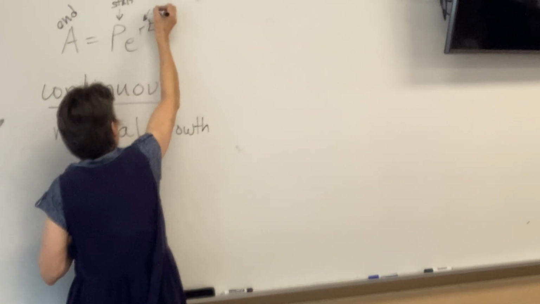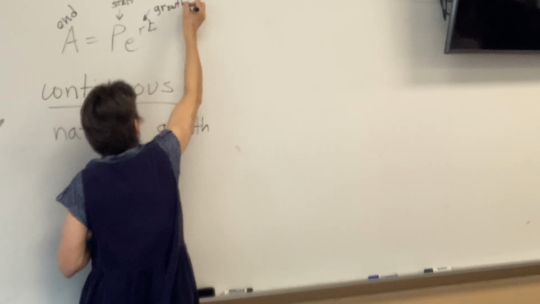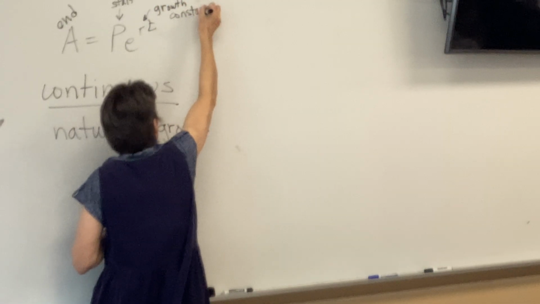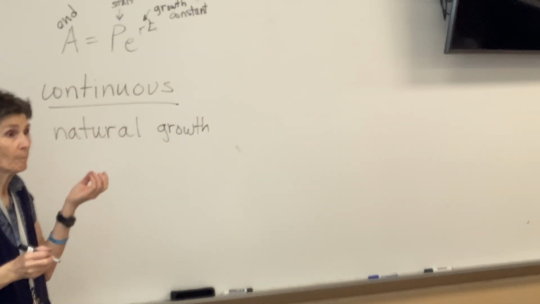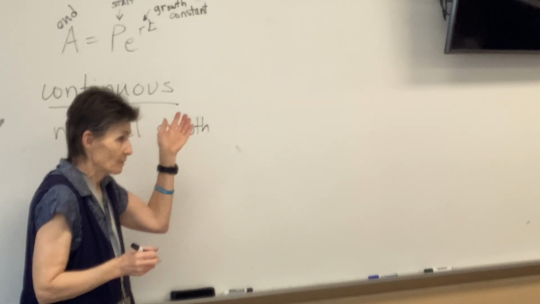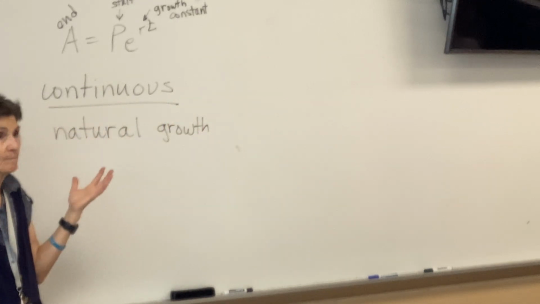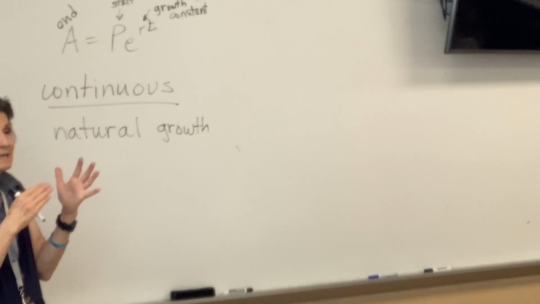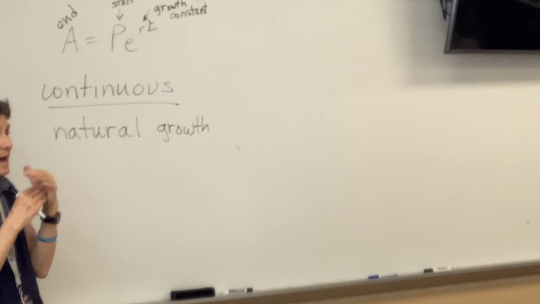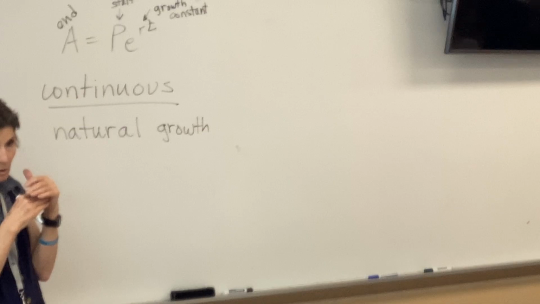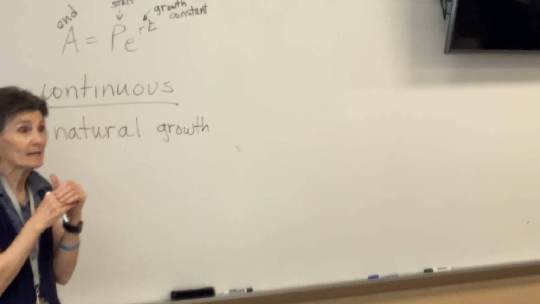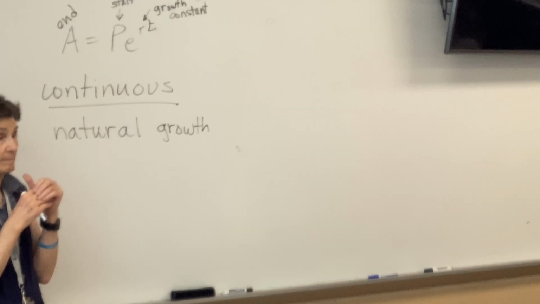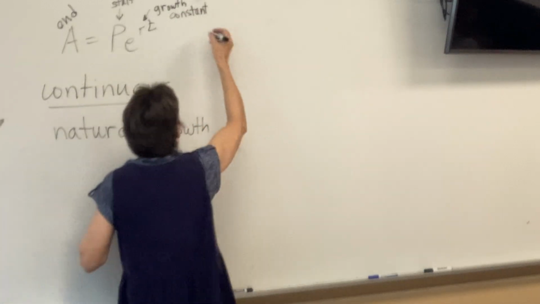r is the growth constant. The easiest thing I can equate it to in a money problem would be the interest rate. That's how fast this thing is growing. When you put it into the formula, it has to go in as a decimal. So if it's 6%, it's going in as 0.06. Okay, did everybody hear me say that? And t is time.